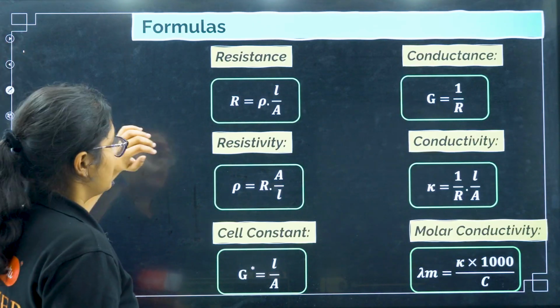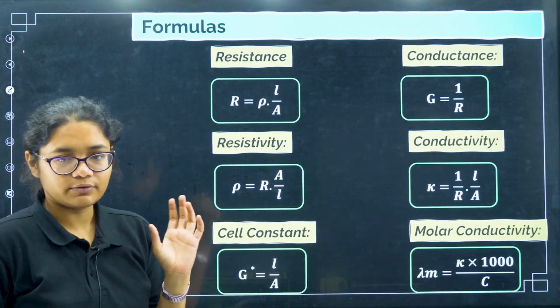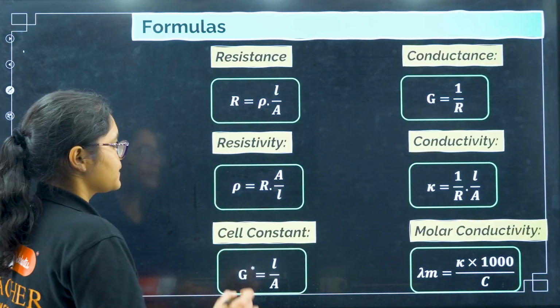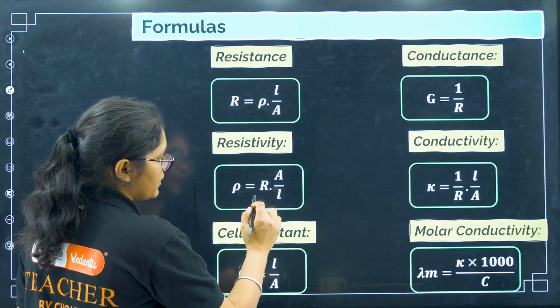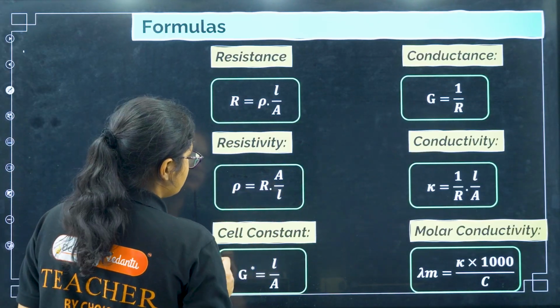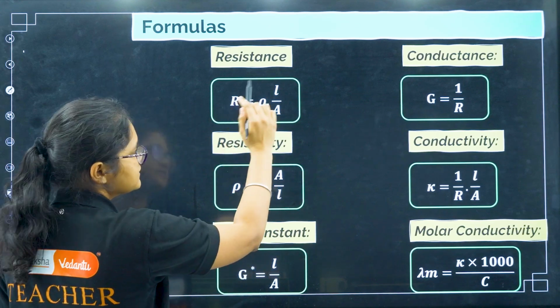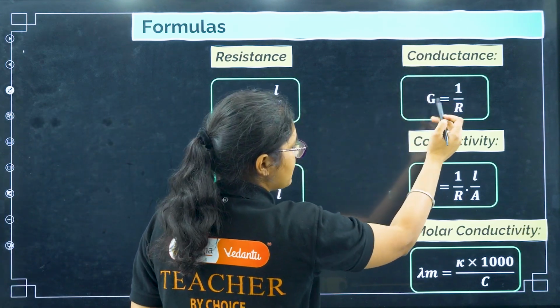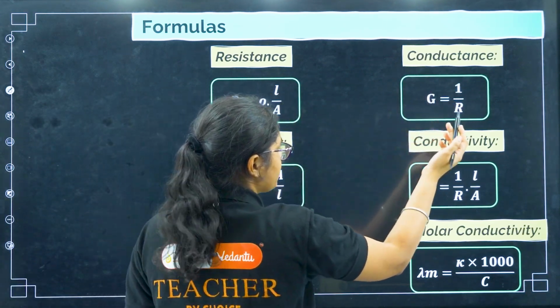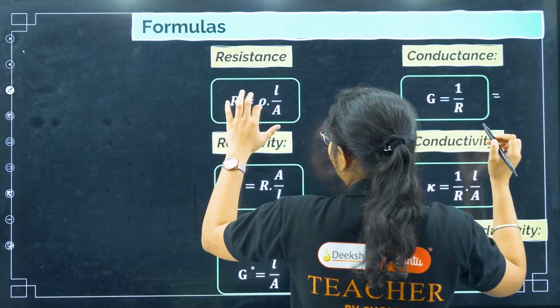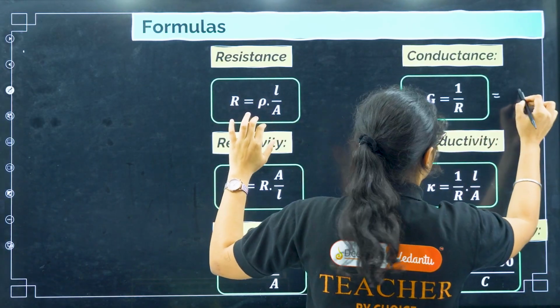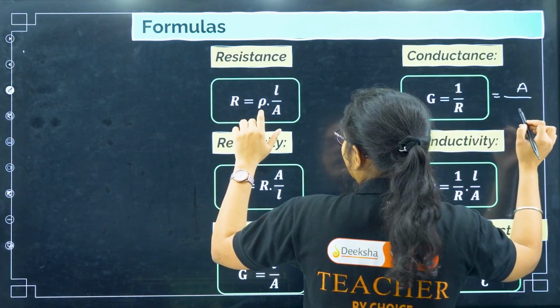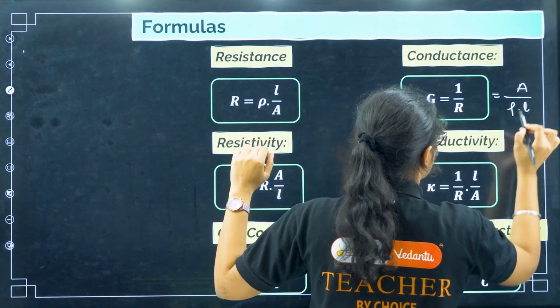So first, R is equal to rho into L by A, that is your resistivity. Then the conductance is G, that is 1 by R, just the opposite of this one, or you can also write this as 1 by R, that is A by rho into L.